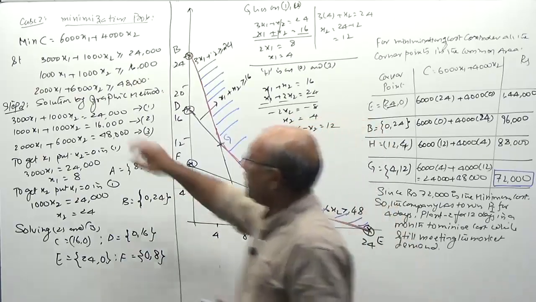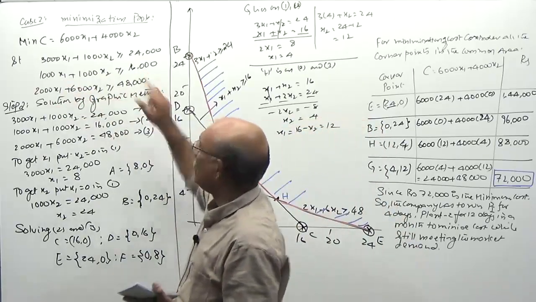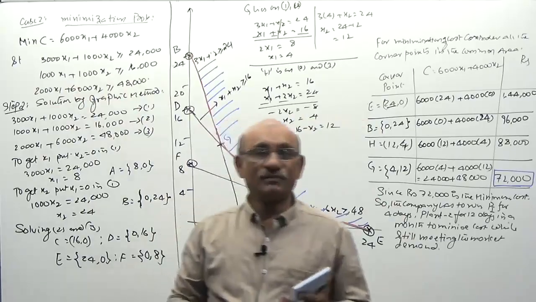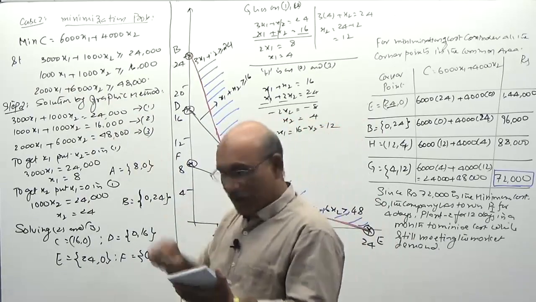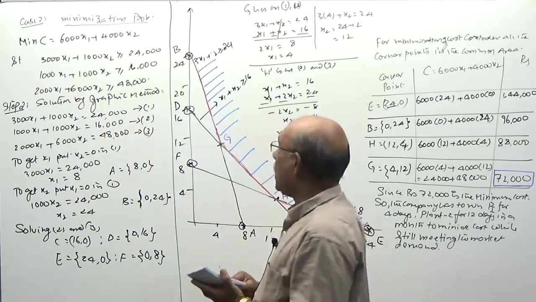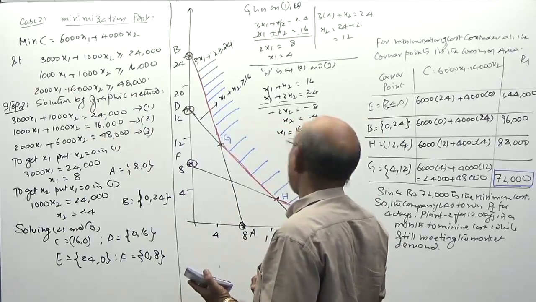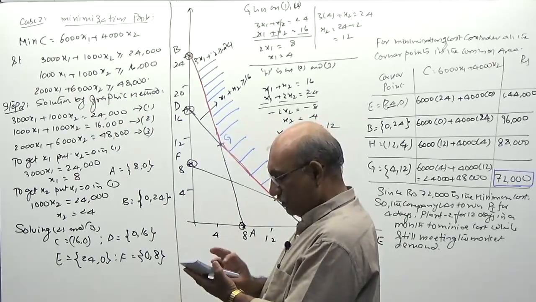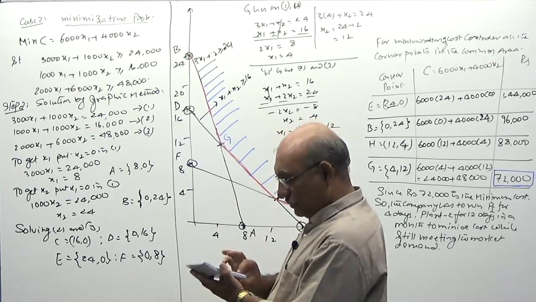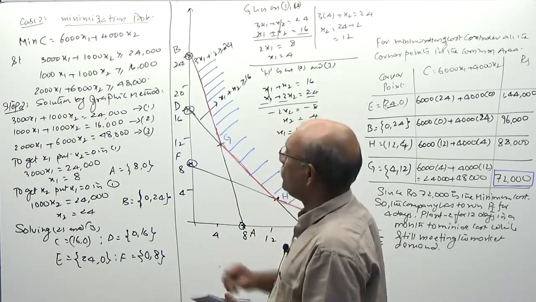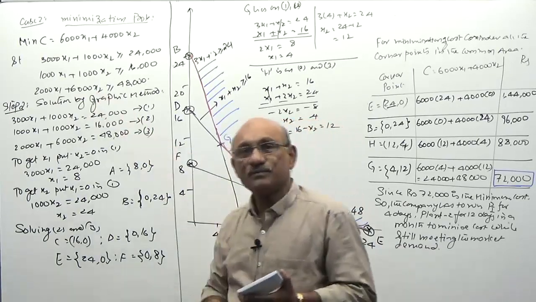Next, 4,000 plus 12,000, 16,000 bottles. Here also minimum requirement satisfied. Look at the second one. 2,000 into 4, 8,000, plus 12 into 6, 72,000. So 80,000 bottles are produced here.